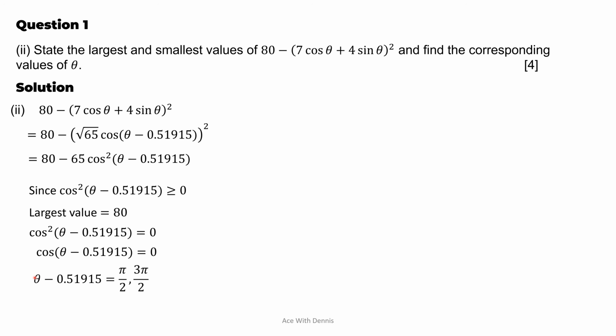Hence, the angle will be pi over 2 and 3 pi over 2, because when cosine of the angle equals 0, the angle should be 90 degrees or 270 degrees. Okay, but we have to express the value in radians. Then we move on to find the angle theta here, which is pi over 2 plus 0.51915 and 3 pi over 2 plus 0.51915. We press the calculator, the value of the theta will be 2.090 and 5.232.